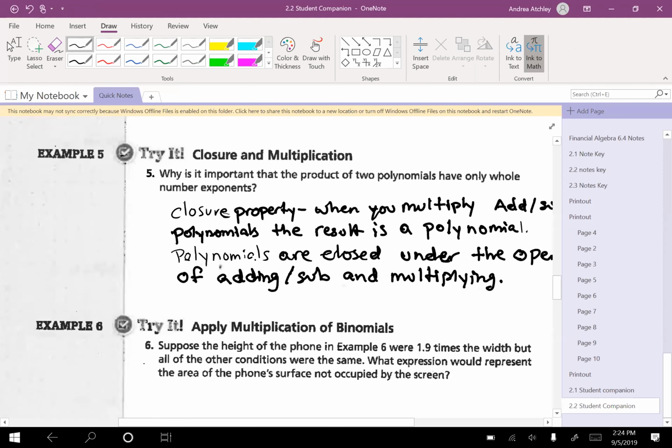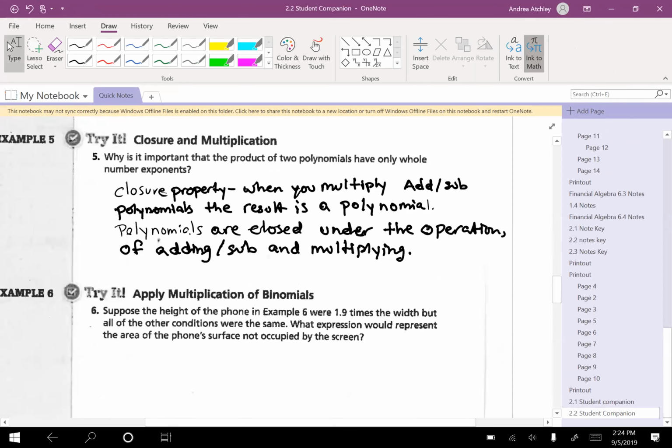Okay. Any questions? Okay, now we're going to suppose the height in example 6 were 1.9 times the width, but all the other conditions were the same. What expression would represent the area of the phone surface not occupied by the screen? In example 6 in our book, they have a picture of a phone, and they're asking you to find the area of the phone that isn't taken up by your screen.